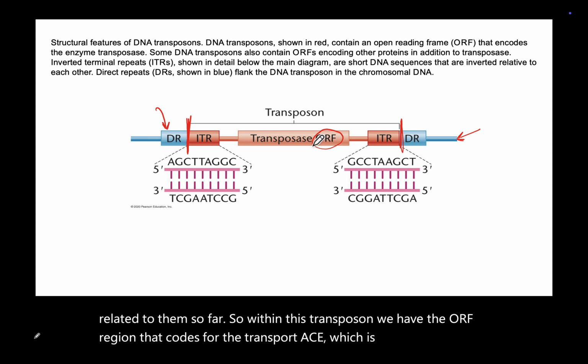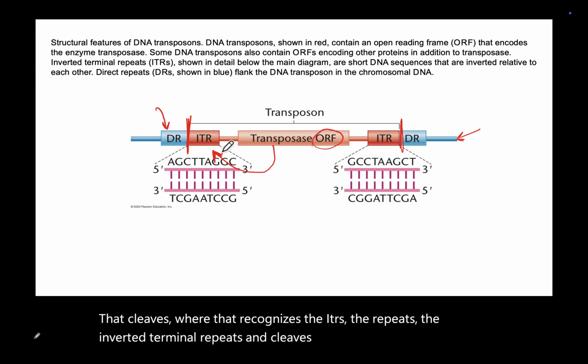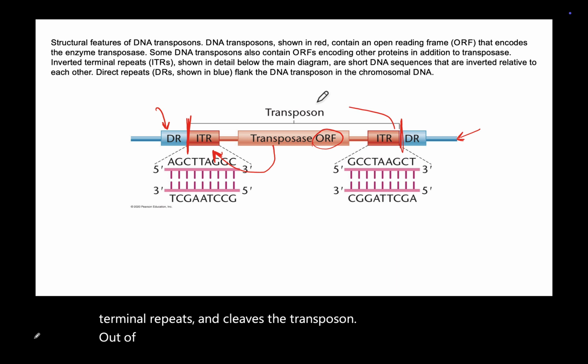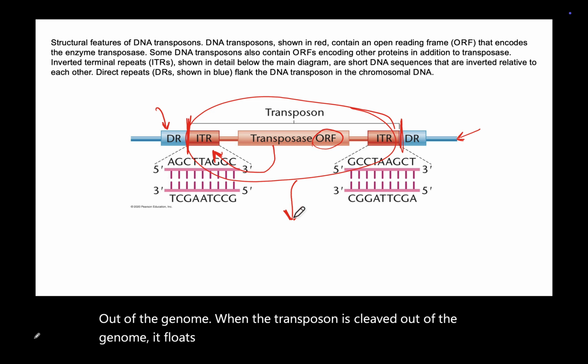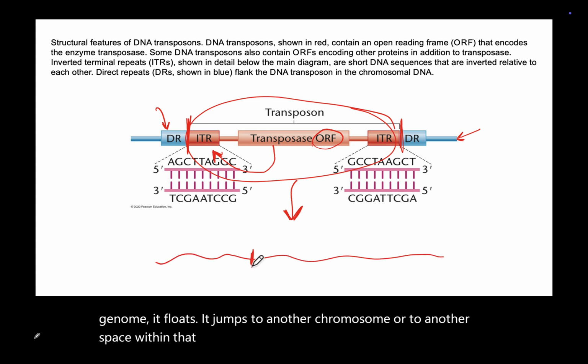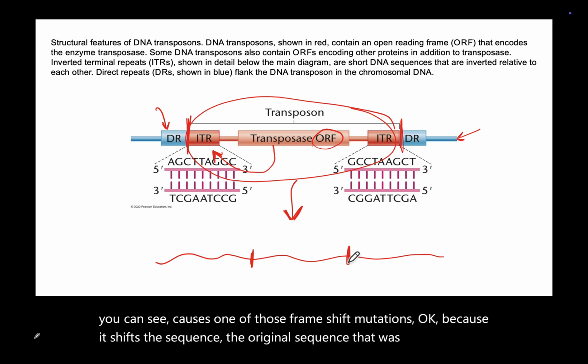which is the enzyme that recognizes the ITRs, the inverted terminal repeats, and cleaves the transposon out of the genome. When the transposon is cleaved out of the genome, it jumps to another chromosome or to another space within that genome and inserts itself in that space. Okay? Which, as you can see, causes one of those frame shift mutations, okay? Because it shifts the original sequence that was in that chromosome.